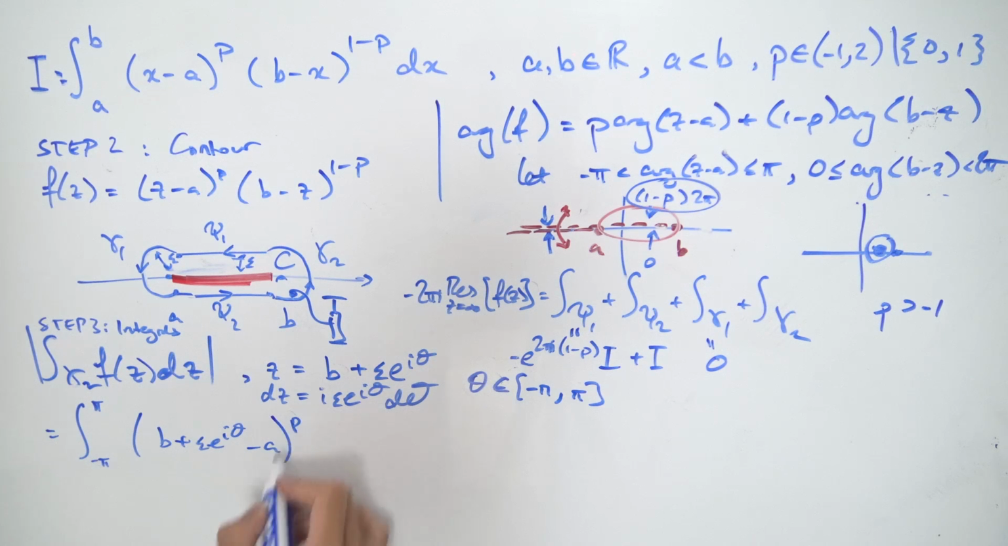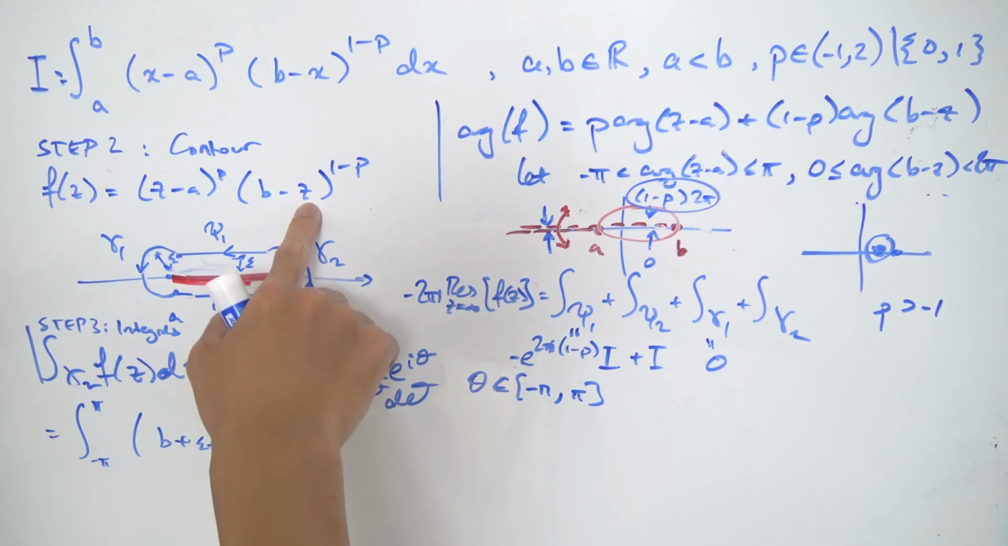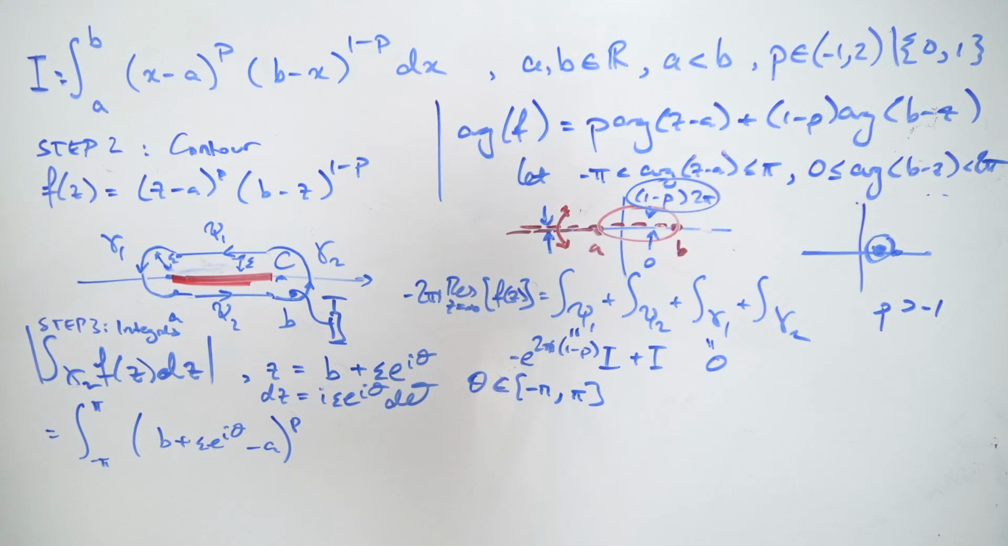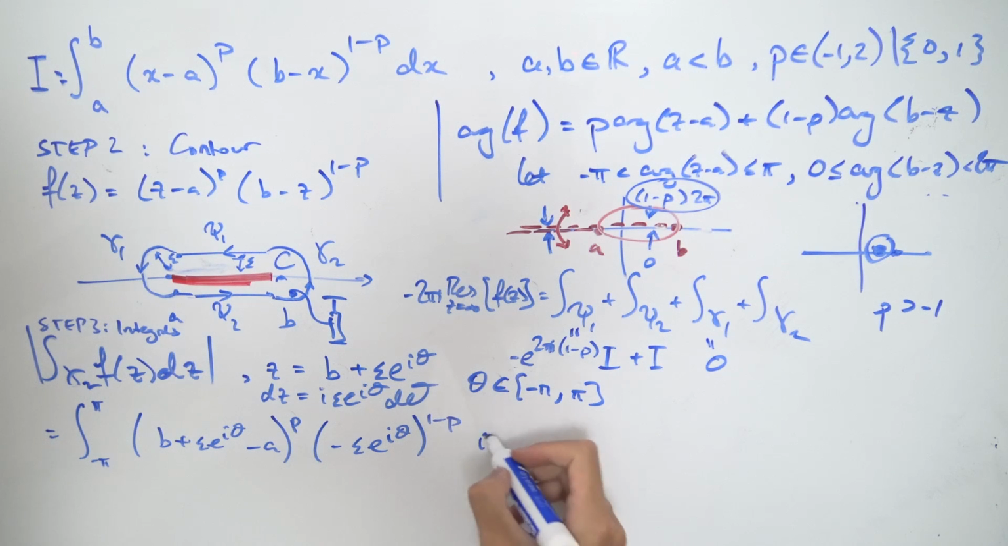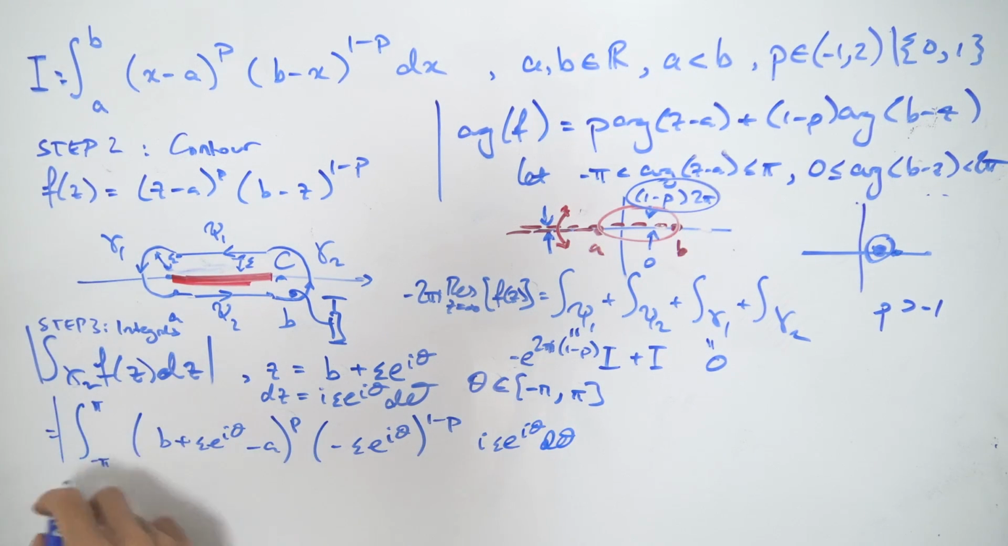That's the first factor. Then for the second factor, notice that positive b, and then since we're subtracting, we're going to have a b minus b, which will cancel each other out, leaving us with minus epsilon e to the i theta to the 1 minus p power. And then dz is going to become i times epsilon times e to the i theta d theta. This is still in absolute values.